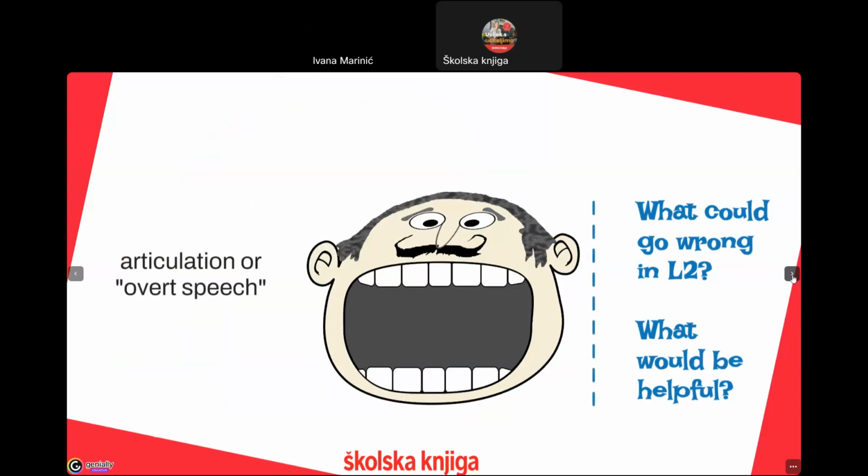Then this articulation or overt speech phase. Overt speech is the opposite of inner speech. When we talk to ourselves, this is when we actually express our thoughts.